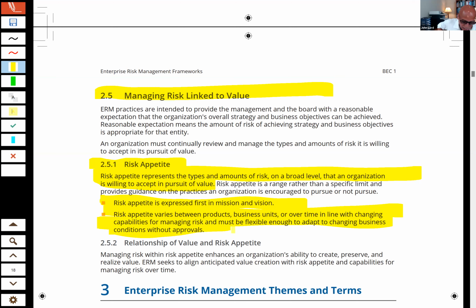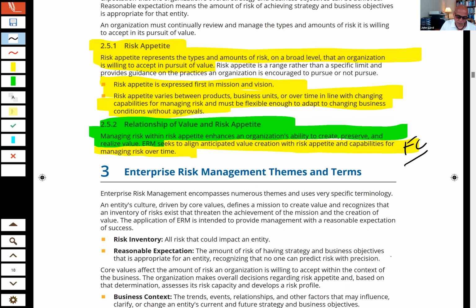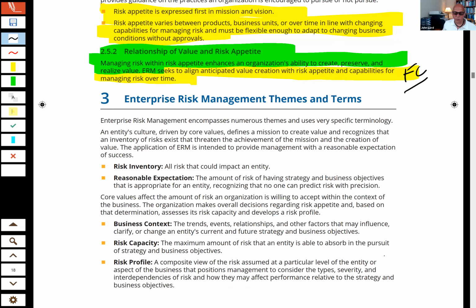Okay, so when we have a relationship of value and risk appetite, let's look at that. Managing risk with risk appetite enhances an organization's ability to create, preserve, and realize value. ERM seeks to align anticipated value creation with risk appetite and capabilities for managing risk over time. Since that is finally, after we've understood some of the other definitions, a sort of one-line definition of ERM, I want you to go ahead and flashcard that.